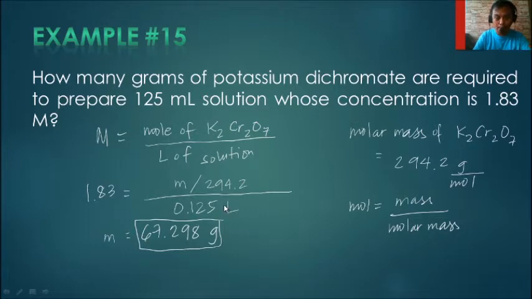it will be 0.125 because you have 125 mL. Although you can also express it in terms of scientific notation. Okay, now let's express the mole as mass divided by 294.2, since the mole is equivalent to mass divided by the molar mass. Now, speaking of molar mass, let's find the molar mass of potassium dichromate. So, that will be 294.2 grams per mole.